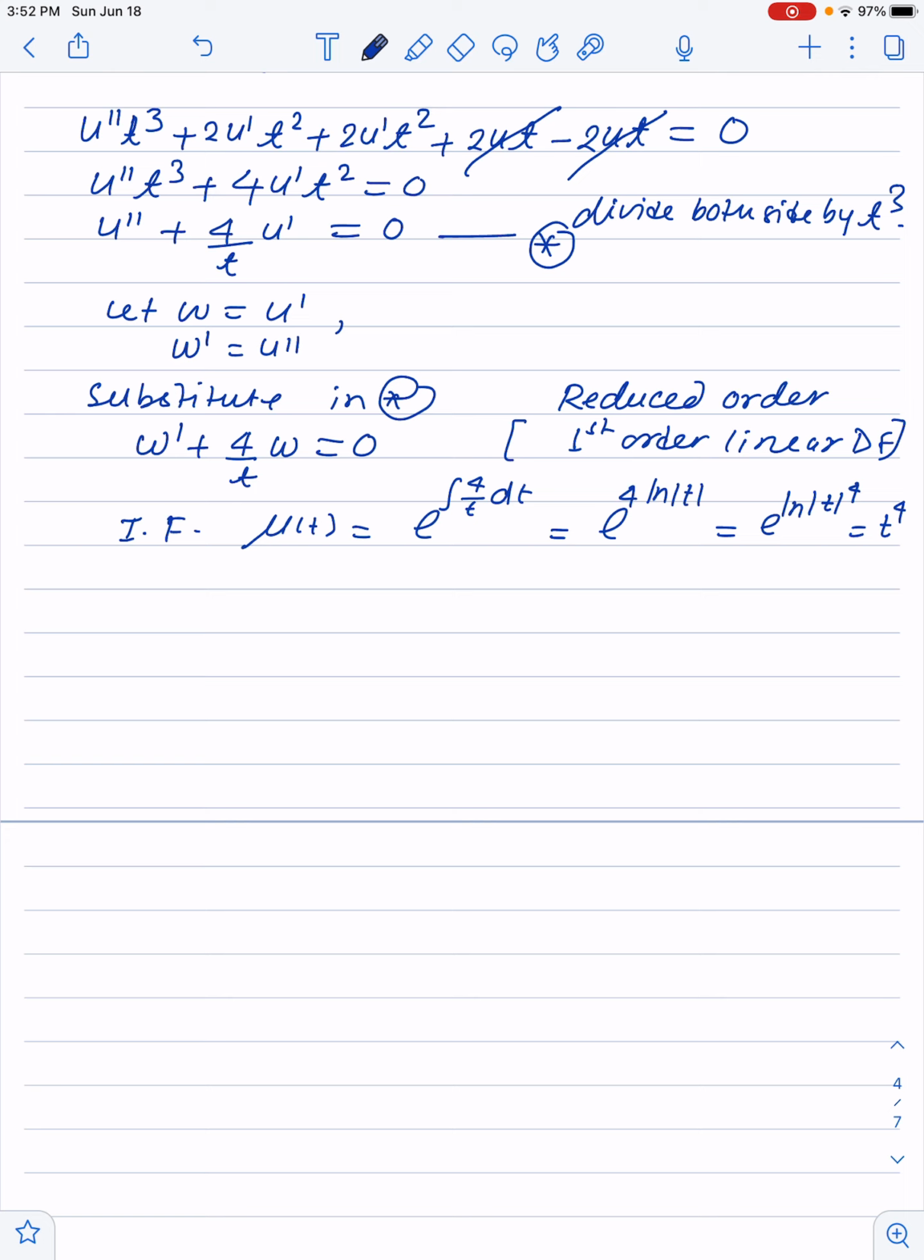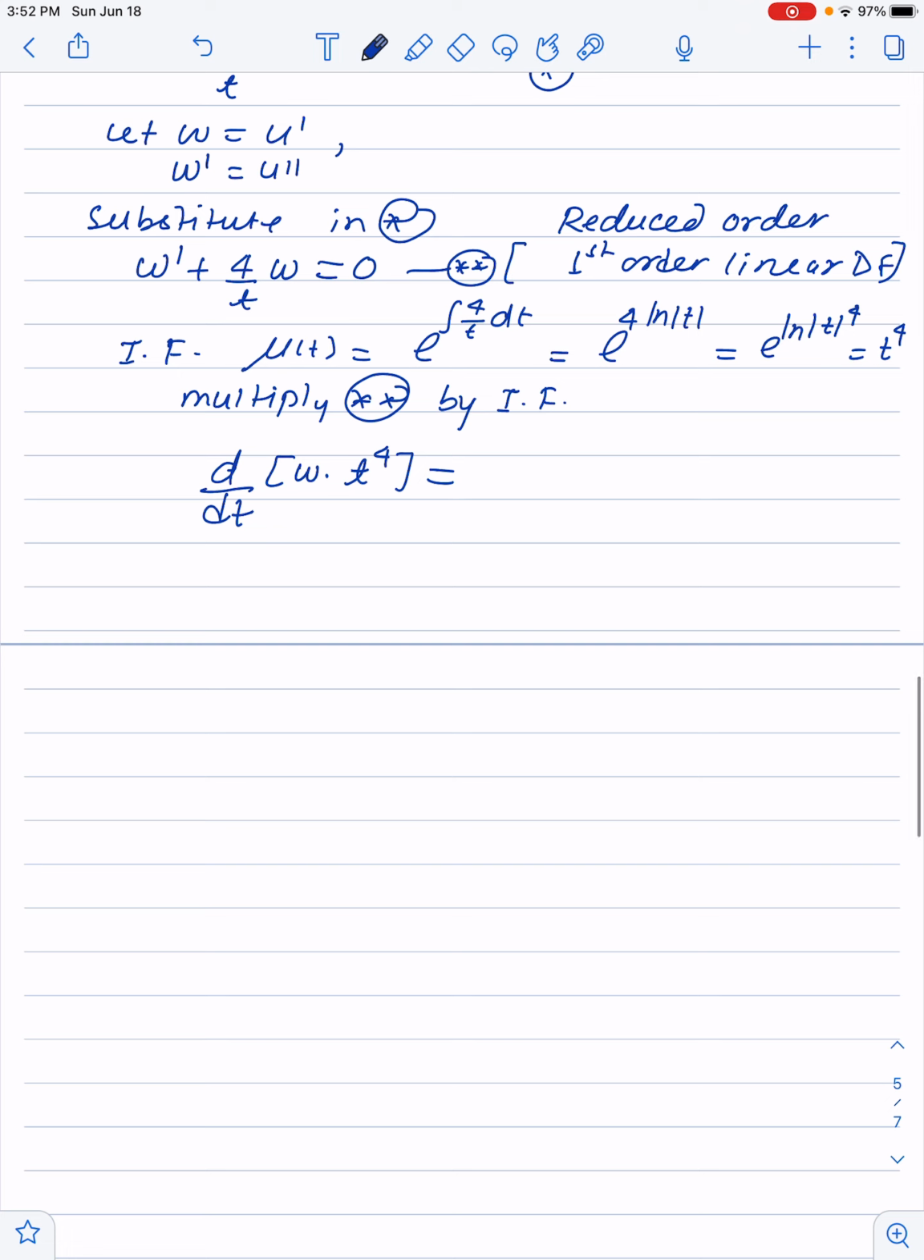So we will multiply equation double star by the integrating factor to solve the first order linear differential equation. Multiply double star by the integrating factor and simplify a little bit. I'm just writing directly. It will be d over dt of w times the integrating factor, which is t to the 4, equals 0 times the integrating factor, which is 0, and then I'm going to integrate both sides with respect to t.